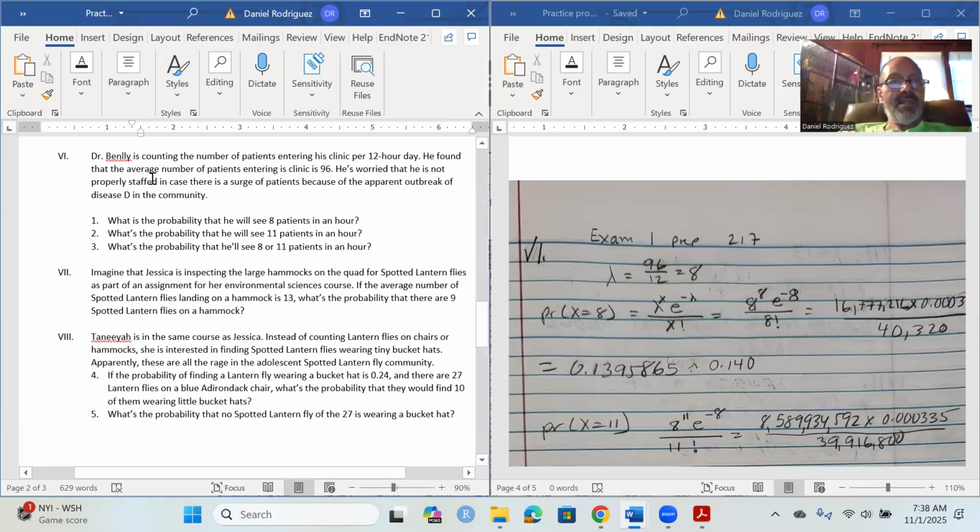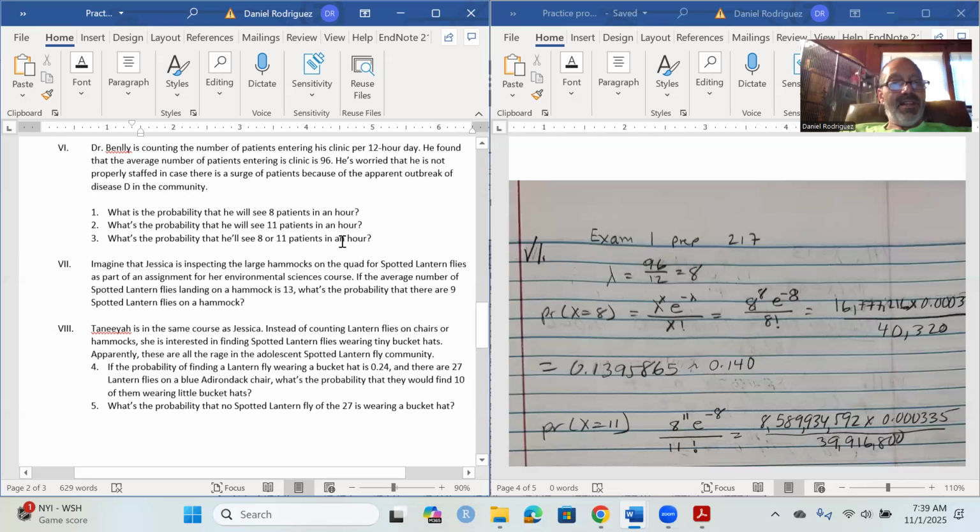Okay, let's take a look at this. Dr. Bentley's counting the number of patients entering a clinic per 12-hour period. That sounds interesting. I'm getting this time constraint. He found that the average number of patients entering the clinic is 96. He's worried he's not properly staffed in case of a surge of patients because of the apparent outbreak of disease D in the community. What's the probability that he'll see 8 patients an hour?